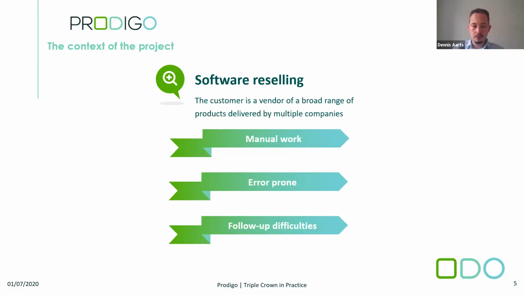And then there were difficulties in follow-up. So everything went via email. There was no general system that followed all those different offers up. So that means that sometimes when someone went on vacation, there was no follow-up of a specific offer, and then it could take 3-4 weeks before they actually took contact with the customer, things like that.